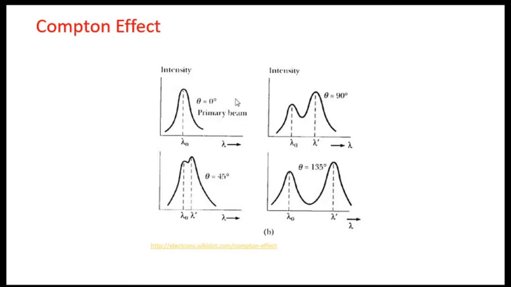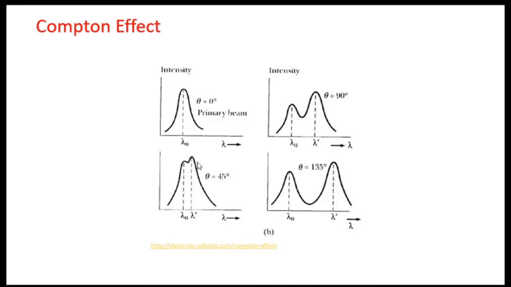If the graph corresponds to theta equal to 0 degrees, it means we are in the direction of the incident X-ray only. In this particular graph, there are no two different peaks corresponding to two different wavelengths. But if you are at any angle other than 0, then the corresponding graph consists of two different peaks.